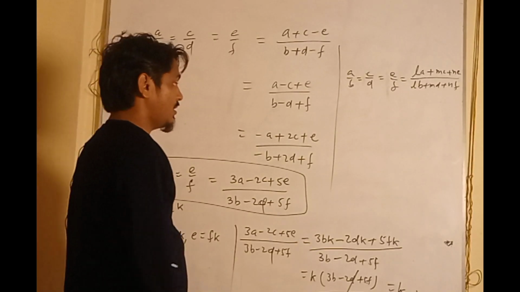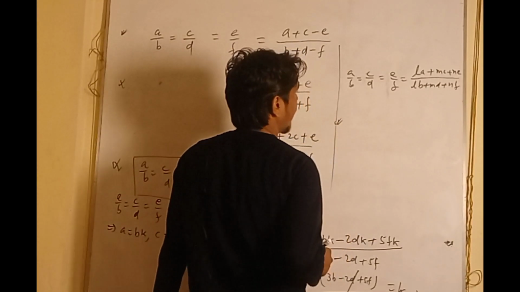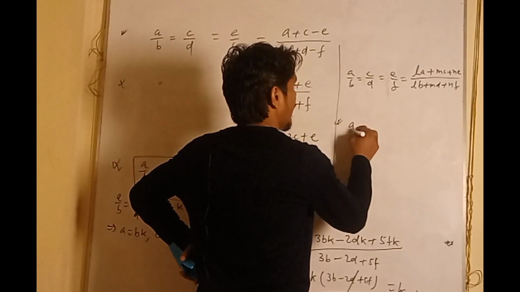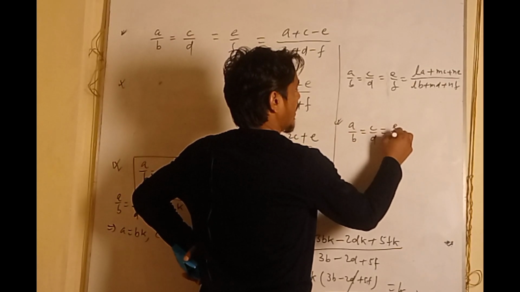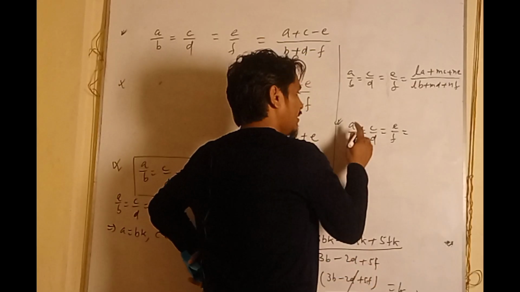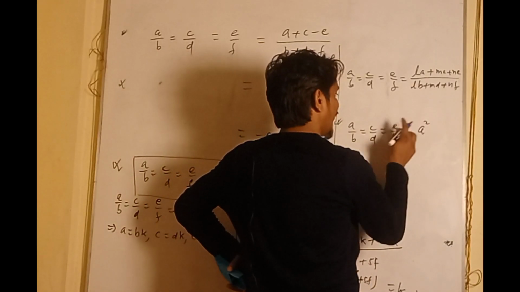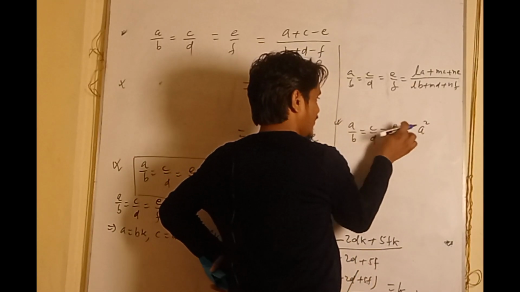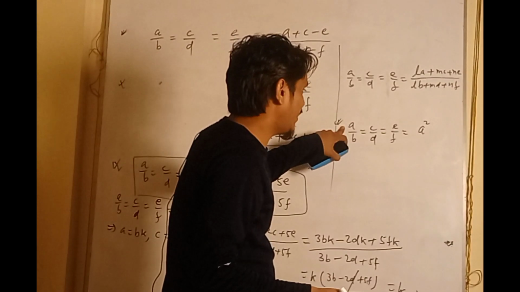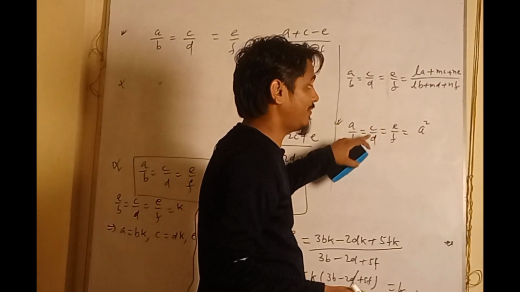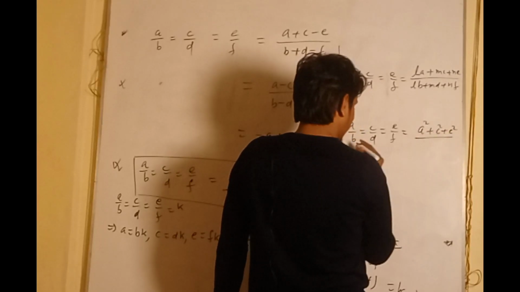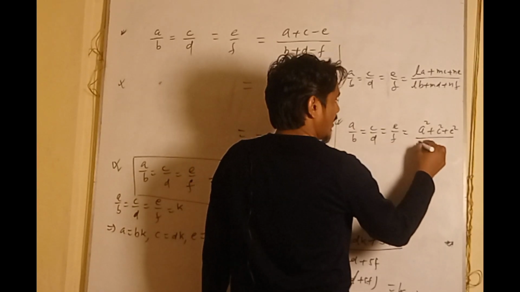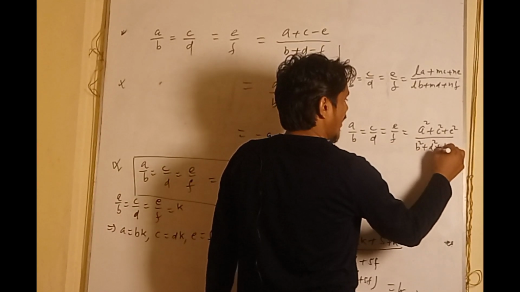And more in general, we can write this way as well. For example, we have a by b is equal to c by d is equal to e by f. If I'm taking the power of each one, whatever power I'm taking over here, the same power we need to take over here as well. So a square, c square, e square, and the same way b square, d square, f square.